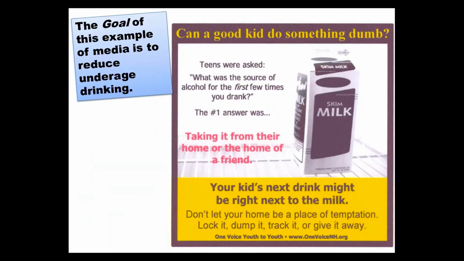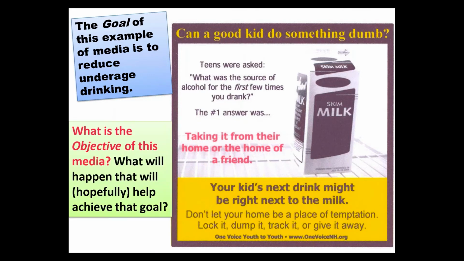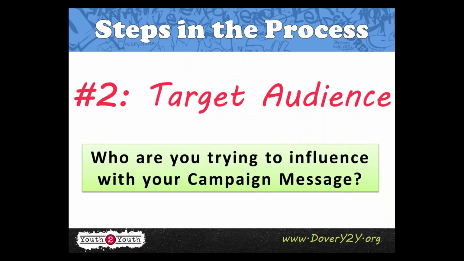So right here we have our fridge campaign sticker. If the goal of this example media is to reduce underage drinking, then what would the objective be? What would happen that would hopefully help achieve the goal? Now, if you were with me here right now, you would obviously say the answer, but I'm just going to say it: that hopefully parents will be more careful with the alcohol in their homes and keep kids from having access to it.